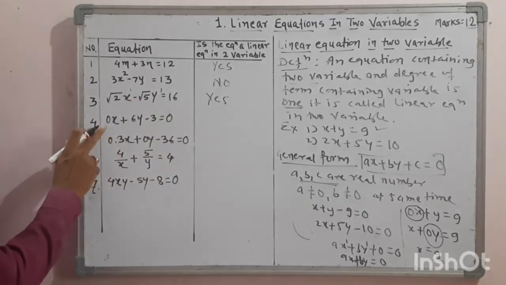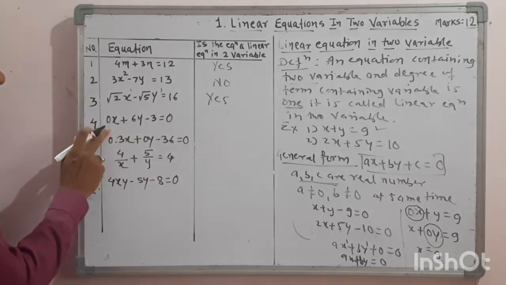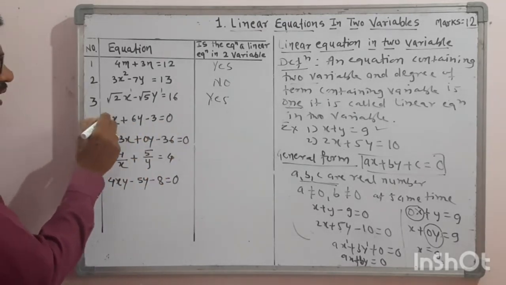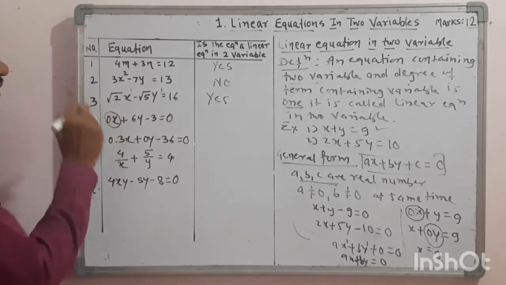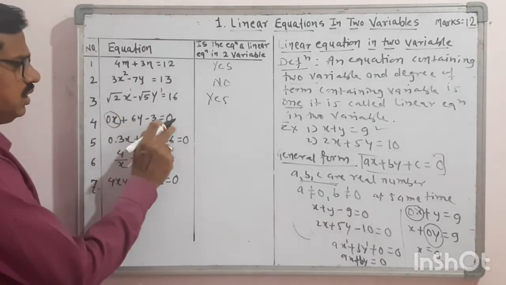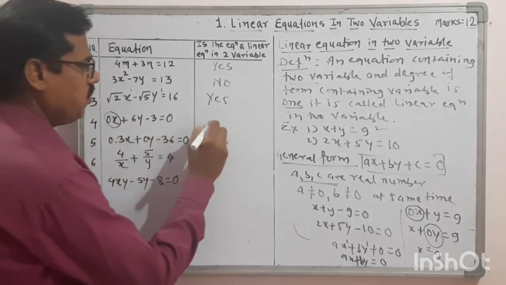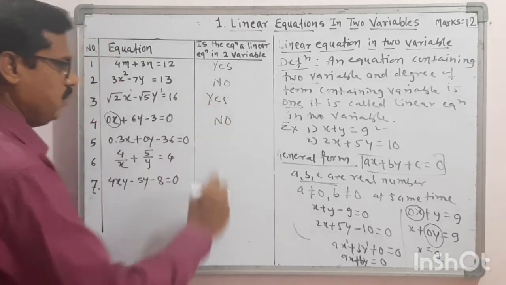What about this? 0x plus 6y minus 3 equal to 0. Here 0x means 0 into x, which is 0. What is remaining? 6y minus 3 equal to 0. This is a linear equation in one variable. Therefore this is not a linear equation in two variables.